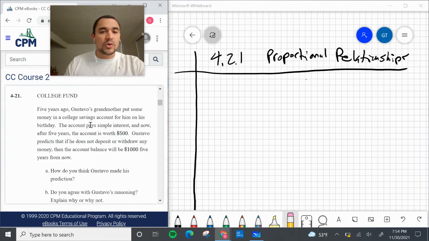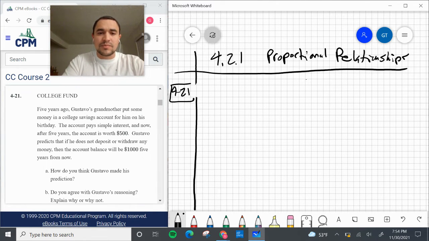First, we have 4.2.1. Oops, I'm in eraser mode. So we're going to go to 4.2.1.